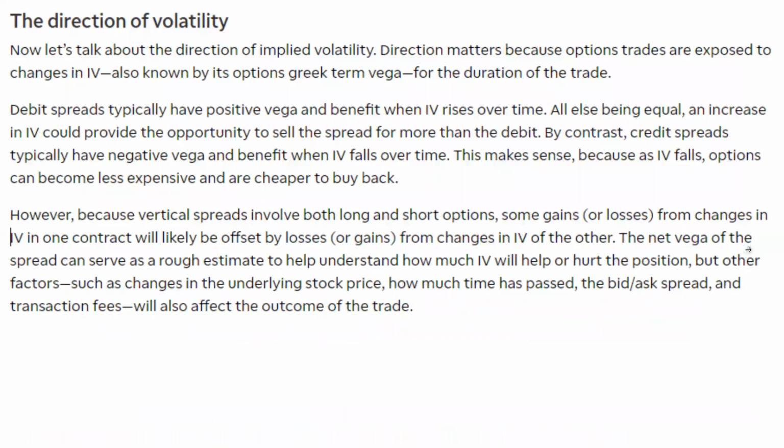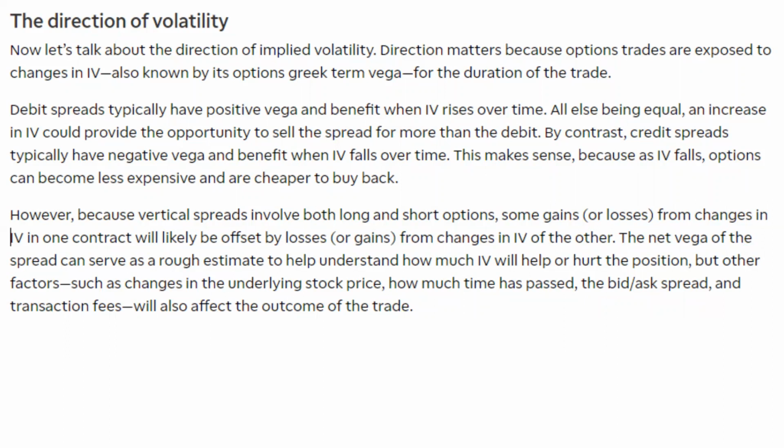The direction of volatility. This is very important. So let's talk about the direction of implied volatility. Direction matters because option trades are exposed to changes in IV, also known by its option Greek term vega. Okay, so if you're paying attention and monitoring the Greeks, you're going to be wanting to pay lots of attention to vega, all right, for the duration of the trade.